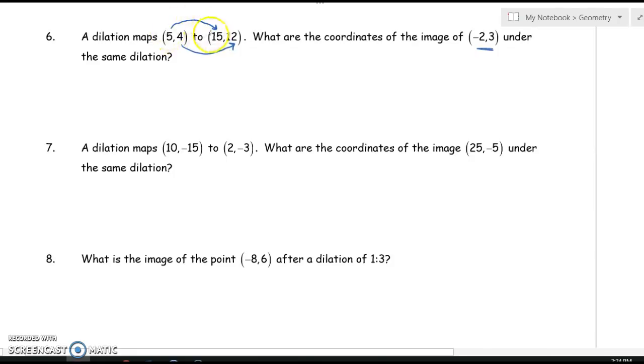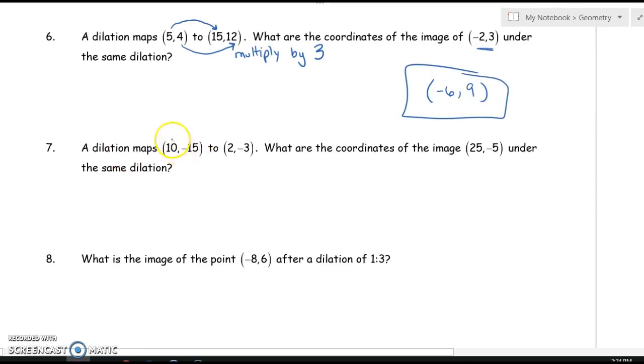So 5 times what is 15? 4 times what is 12? They should be the same number. We're multiplying by 3. All right, 5 times 3 is 15, 4 times 3 is 12. So what we're going to do is with this new point, we're going to do the same thing. We're going to multiply by 3. -2 times 3 is -6. 3 times 3 is 9. And that's it. That would be your new point. Okay, so you're just following the pattern.